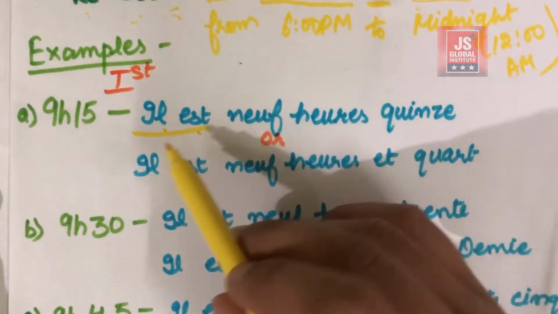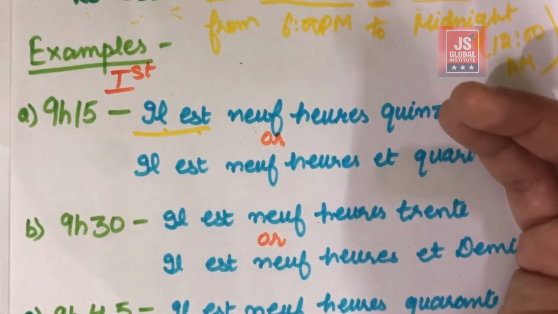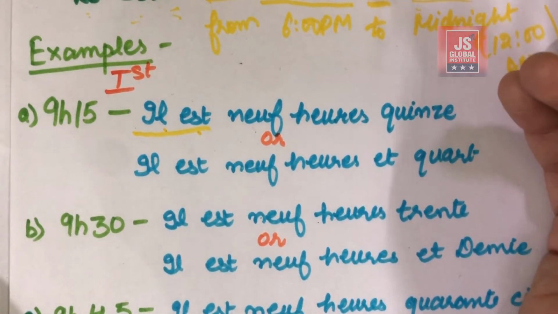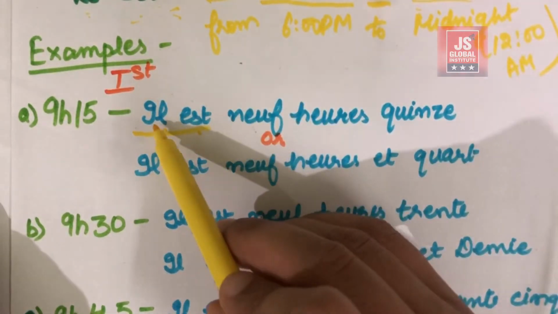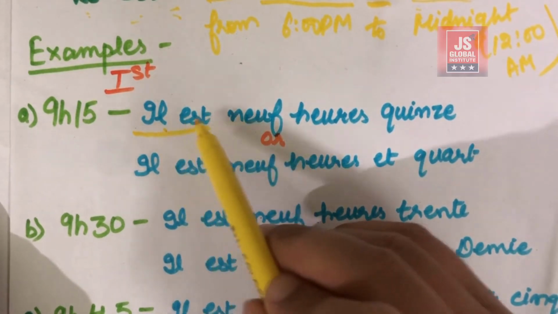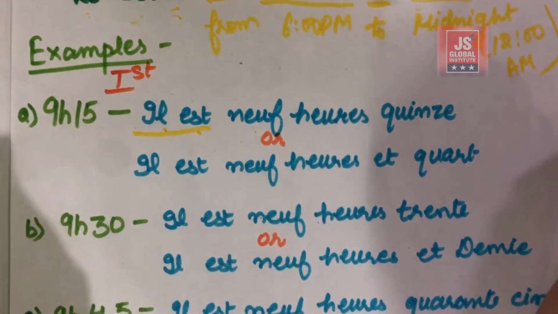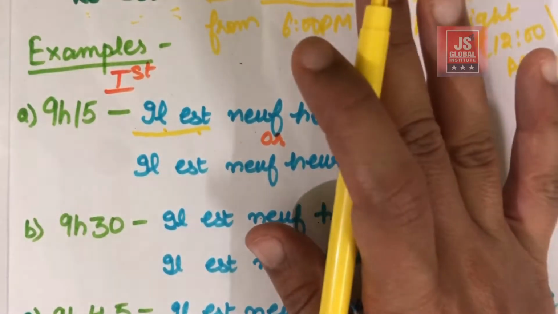Basically it means "it is." For example, if someone asks you what the time is, you will reply it is 9 a.m., it is 9 a.m. and 15 minutes. So this "il est" represents "it is." For the time being you have to learn it as "it is."